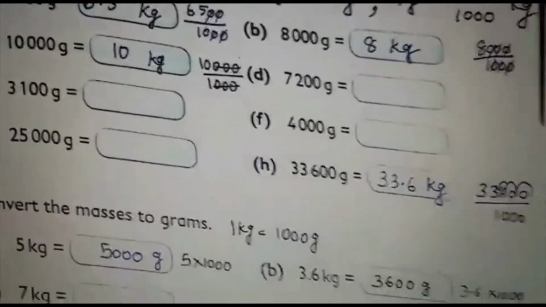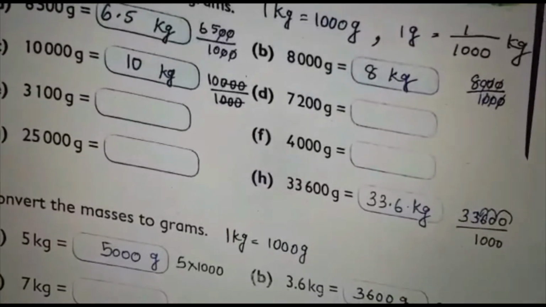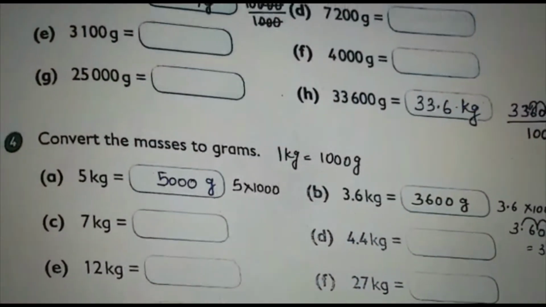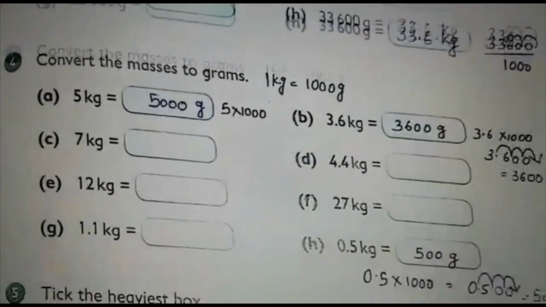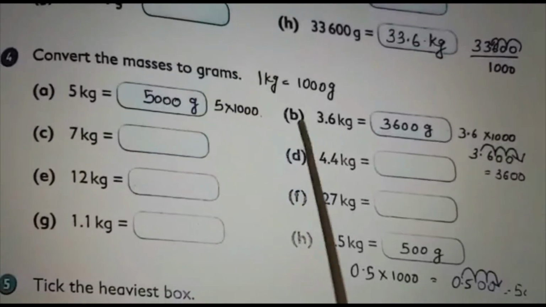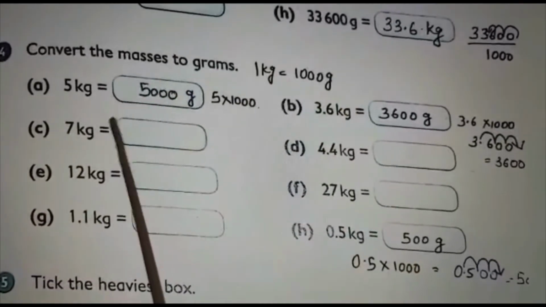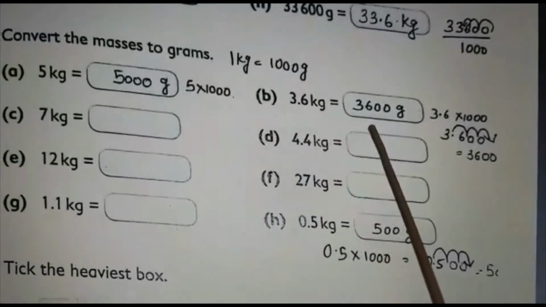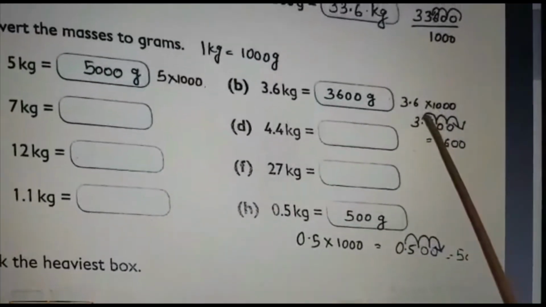Is it clear? Same way, the next homework also. That also we already discussed, but you can go through that once more. Next one also, same way. You know this. 5 kg. So again, 1 kilogram is 1000 grams. So 5 kilogram, 5 into 1000, that is 5000 gram. 3.6 kilogram. What is that? 3.6 multiplied by 1000.